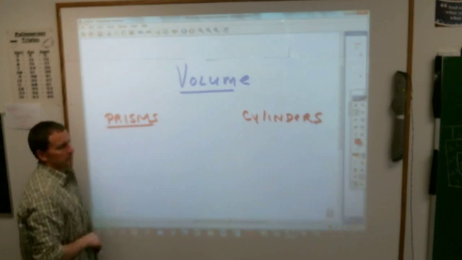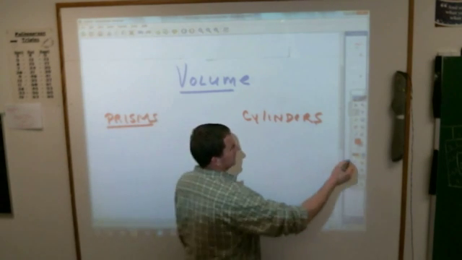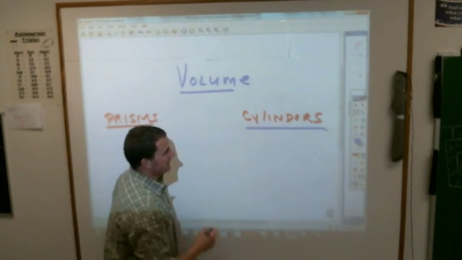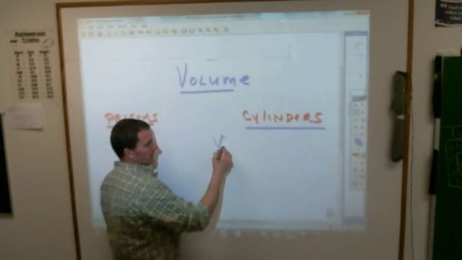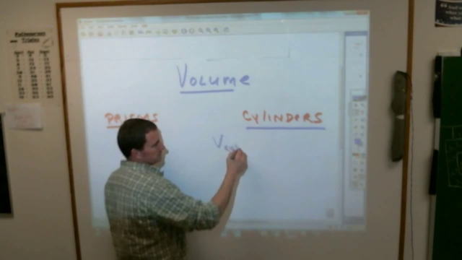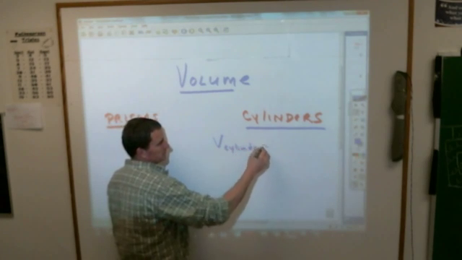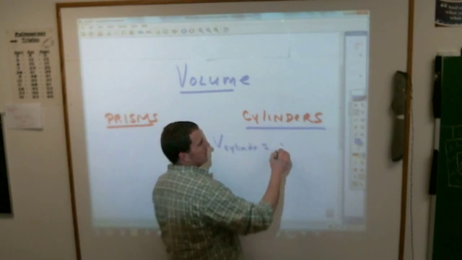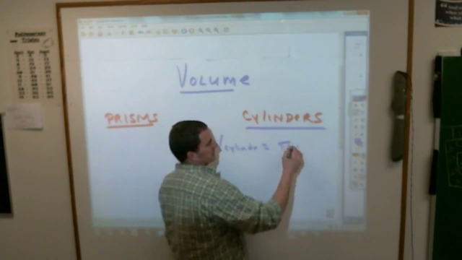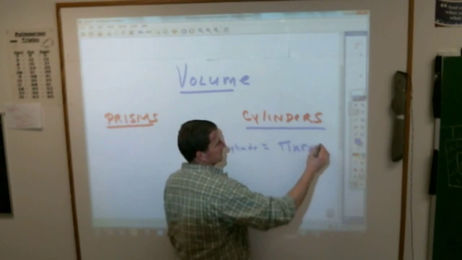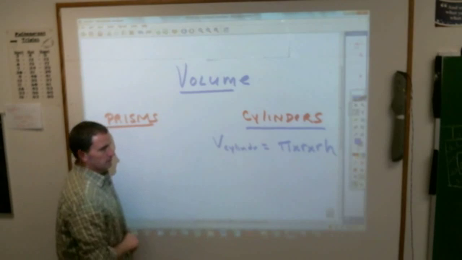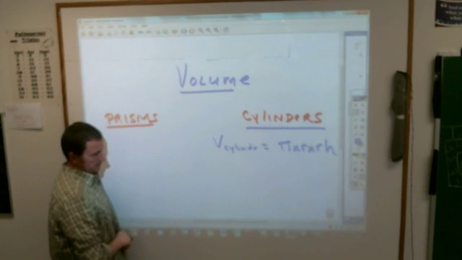I'm going to give you the cylinder one first. I'm just going to give you the cylinder formula, and then we're going to talk about prisms, and you'll see why it works. To find the volume of a cylinder, it's this simple little formula: pi times radius times height. Pi times radius times height.